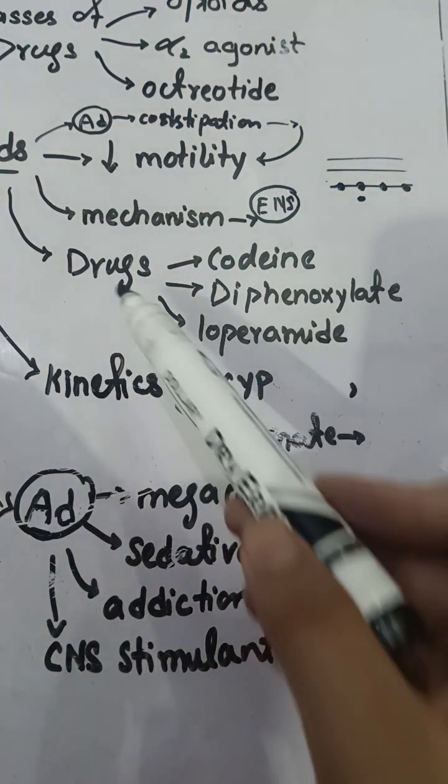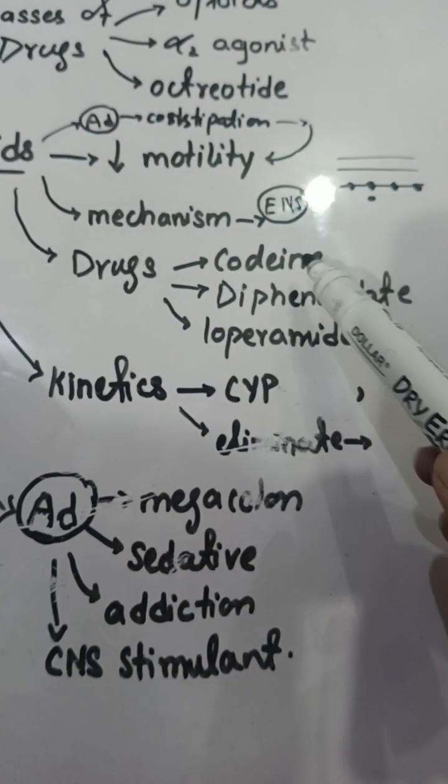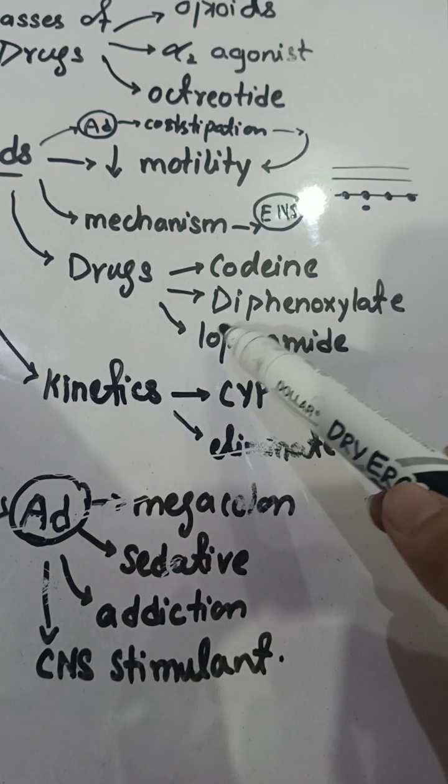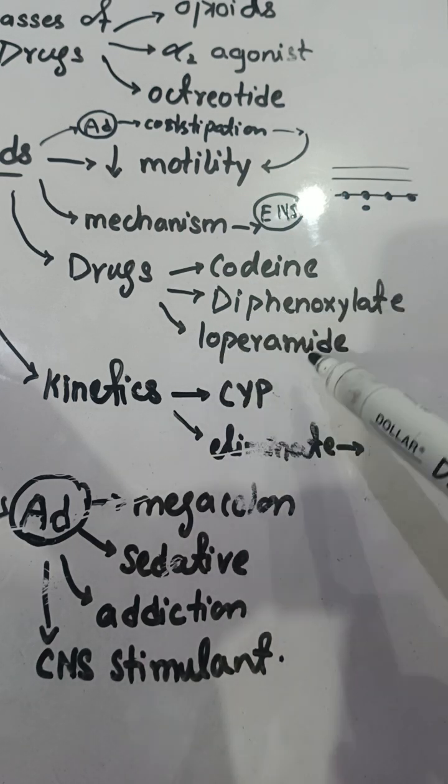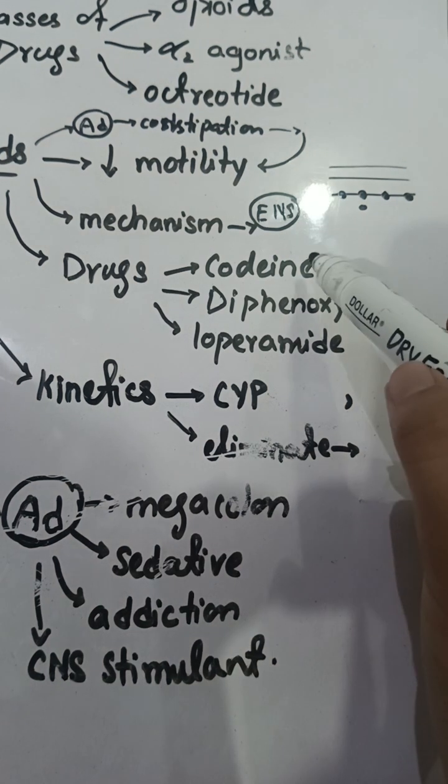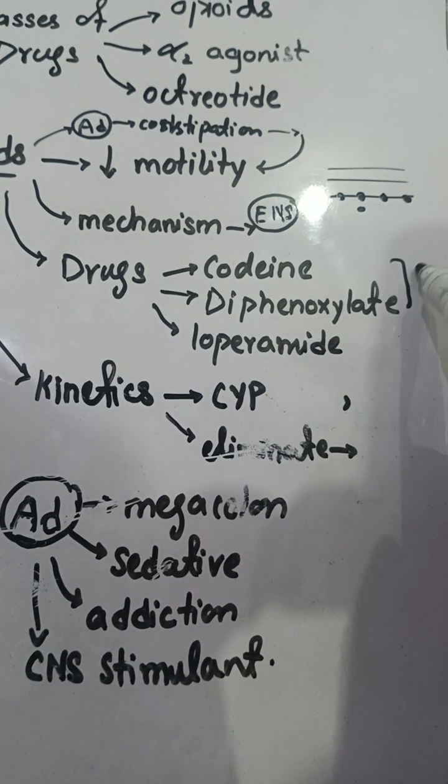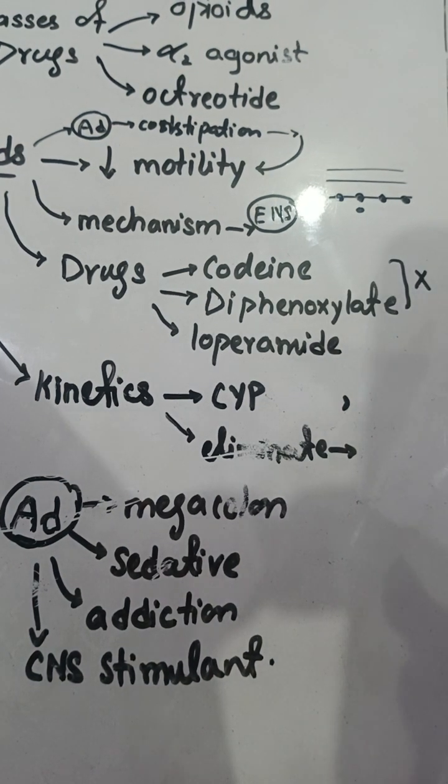Now, what kind of drugs are included in opioids? There are usually three drugs: codeine, diphenoxylate, and loperamide. One thing you have to remember is that codeine and diphenoxylate are not used clinically because they have a lot of CNS effects and cause a lot of adverse effects. Therefore they are not used. But loperamide is used because it has less CNS effect, and it is well tolerated. The words well tolerated mean it has very few side effects.